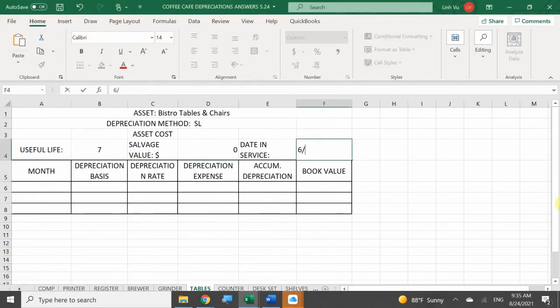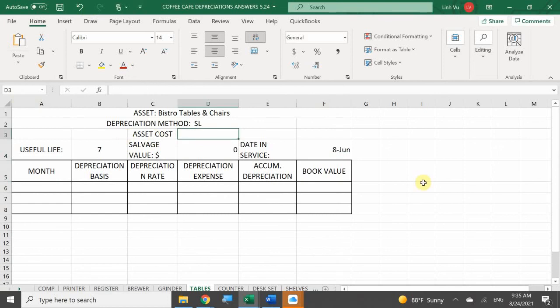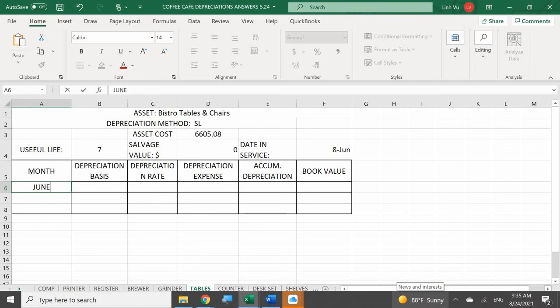So here we bought it June 8th. Our assumption is we peeled all the plastic off of it and we arranged it in the store, so that means it's placed ready for service, and it was for 660508. We're going to solve for the month of June. What's my depreciation basis going to be? The 660508. Good.